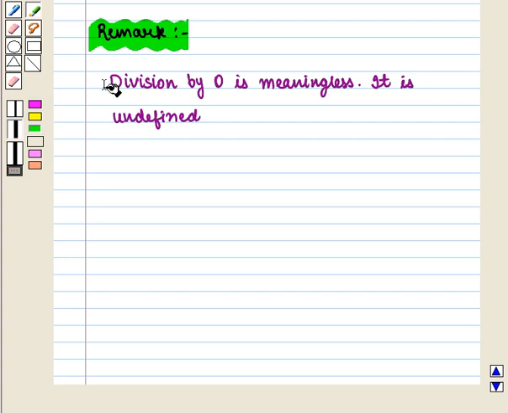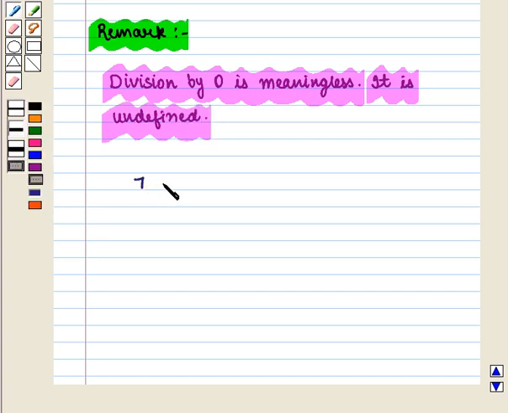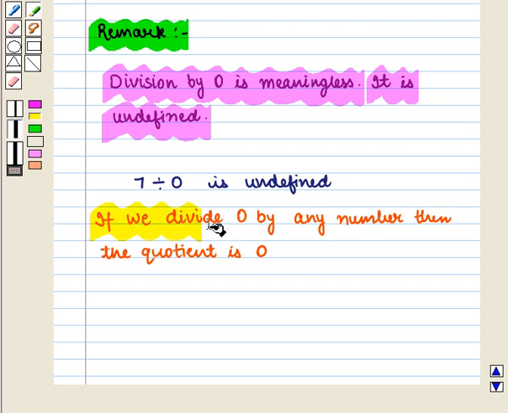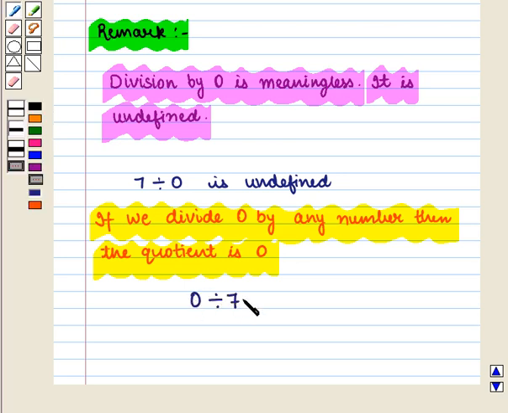We should note that division by 0 is meaningless. We say it is undefined. For example, 7 divided by 0 is undefined. And if we divide 0 by any number, then the quotient is 0. That is, 0 divided by 7 is equal to 0. Thus, in this session, we have discussed how to compute sum, difference, product and quotient of whole numbers. This completes our session. Hope you enjoyed this session.